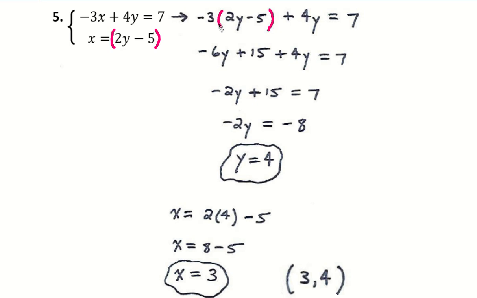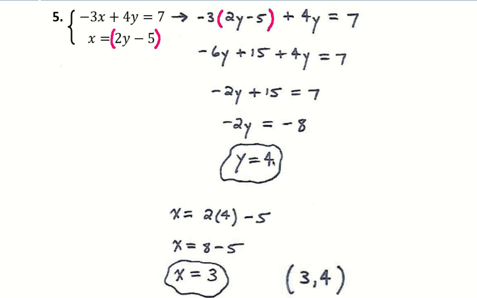Once you have this, you can now just solve it as a basic equation, solve it for y. Okay? So I distributed. Distributing gets you negative 6y plus 15. And then, combining like terms on the one side, and then getting y by itself, subtract 15 to the other side, divide both sides by negative 2, and we end up with y equals 4.